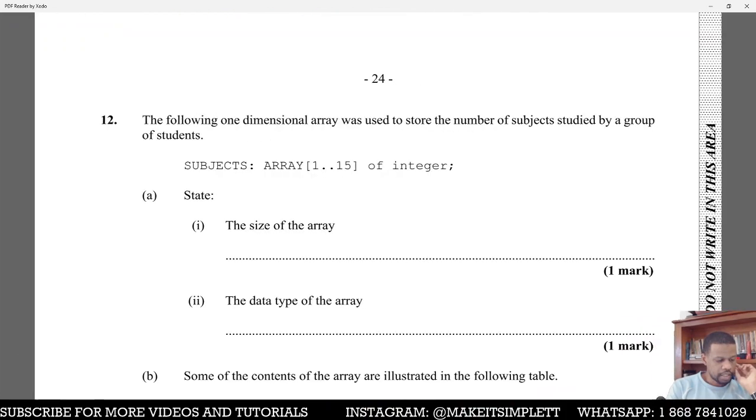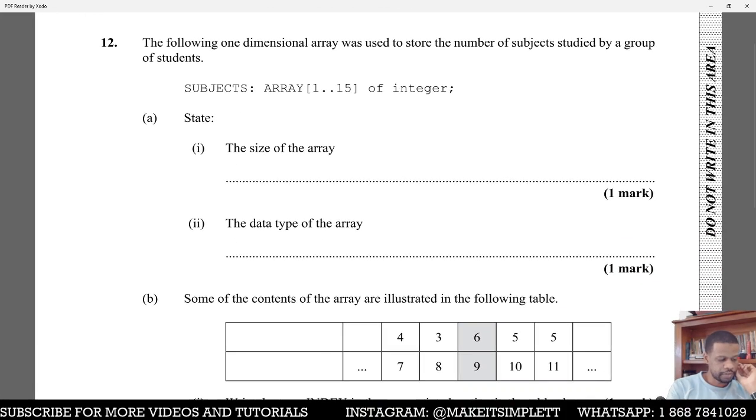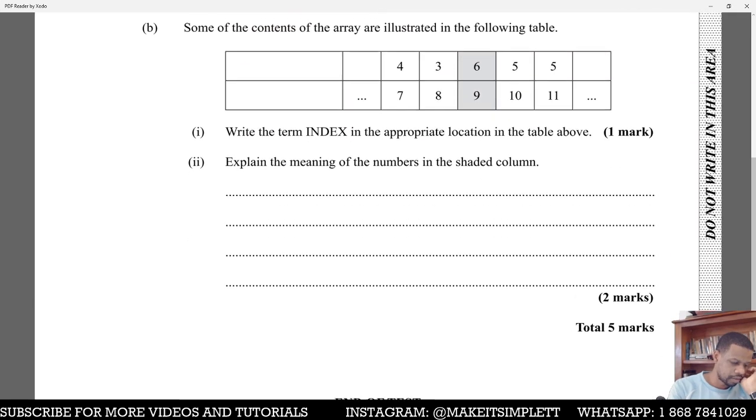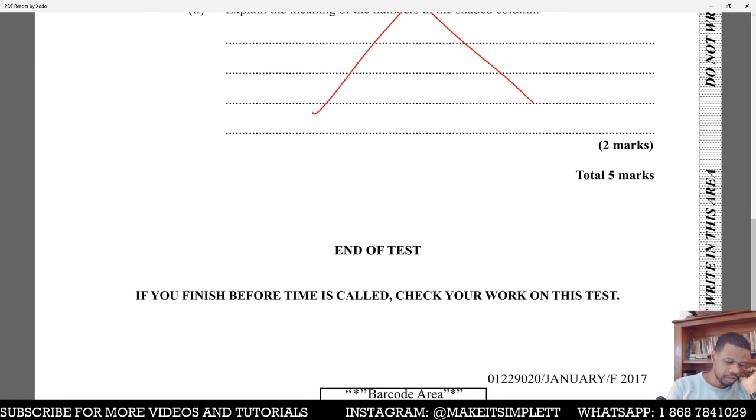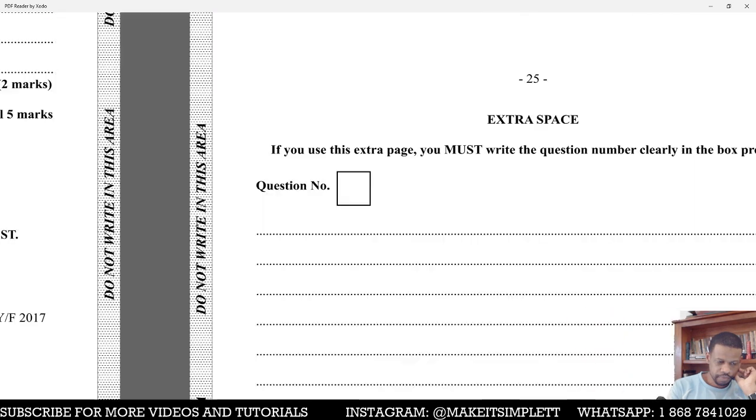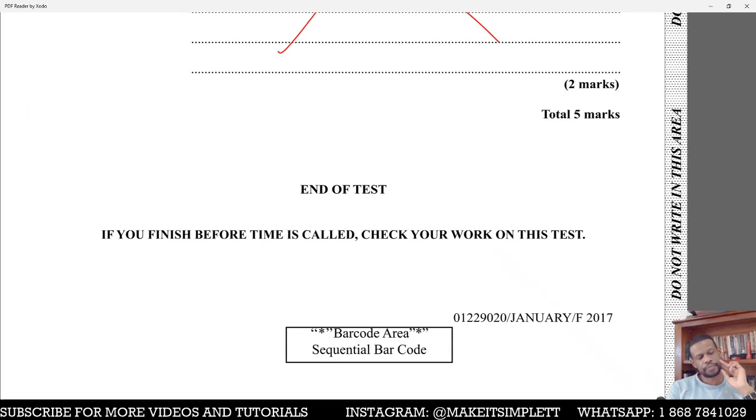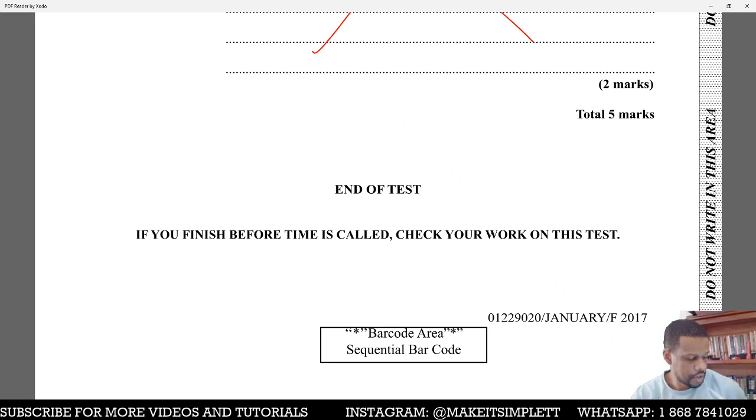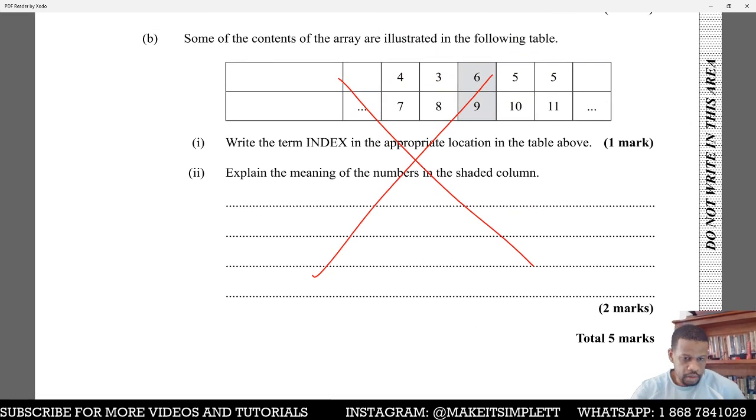Right, so that'll be there. And then number 12, arrays, no arrays. It's kind of easy. Right, that is it. That is all. Go over the last part.